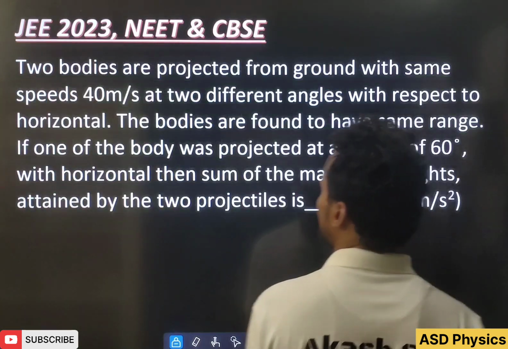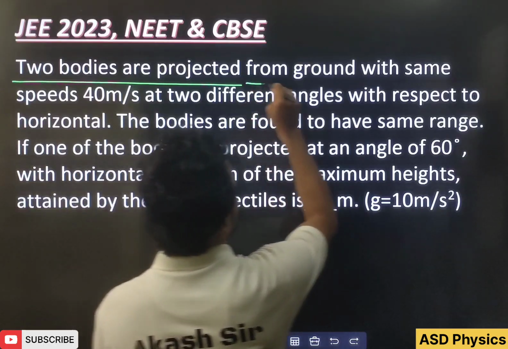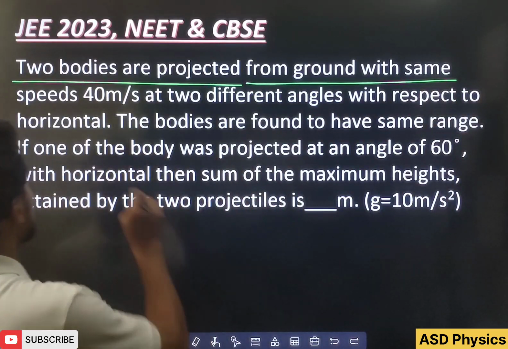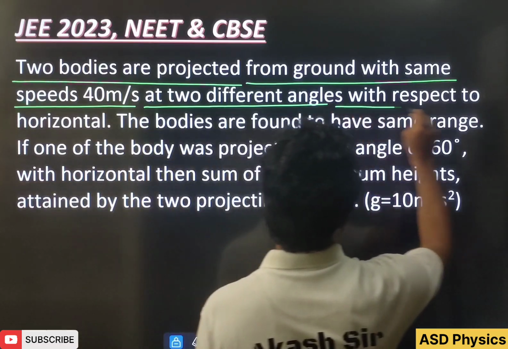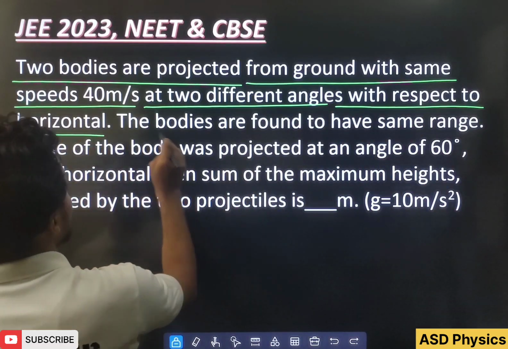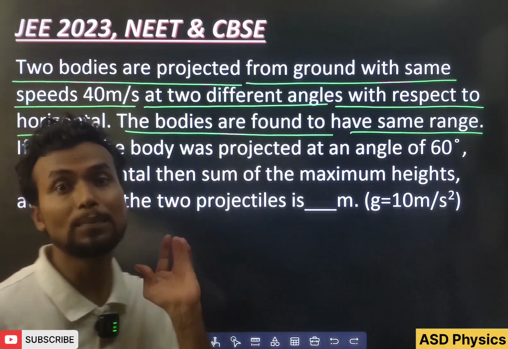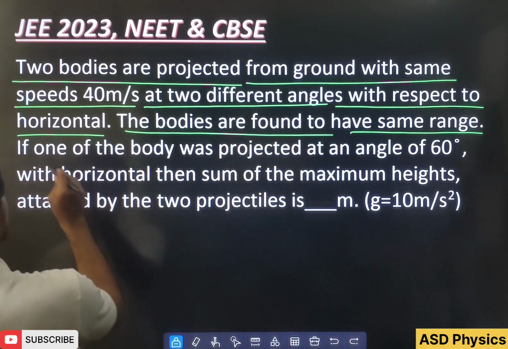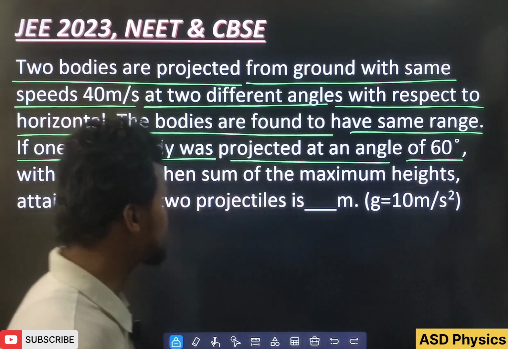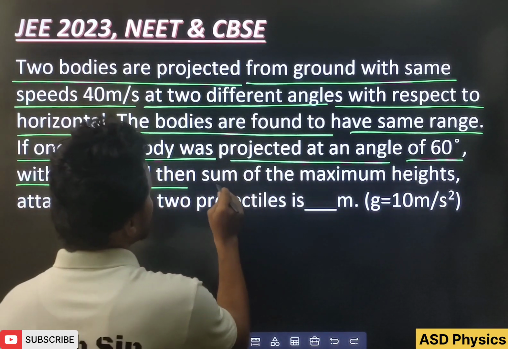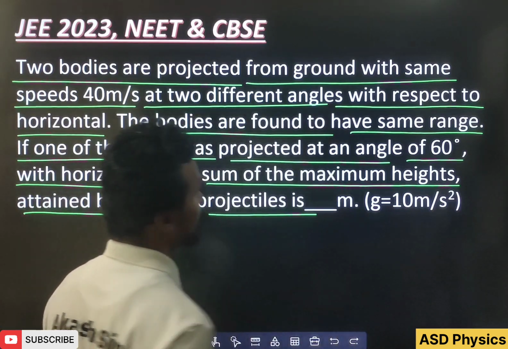Okay, great. Now let's see the next question. Two bodies are projected from ground with same speeds 40 meter per second at two different angles with respect to horizontal. The bodies are found to have same range. That means complementary angles are there, because speed is same. If one of the bodies was projected at an angle of 60 degree with horizontal, then the sum of the maximum heights attained by the two projectiles is how much?